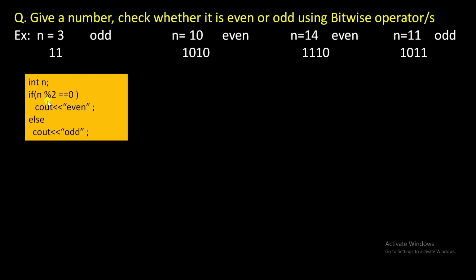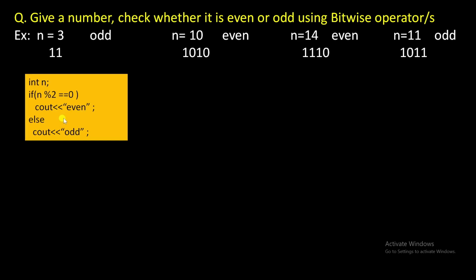We know that if a number is divided by 2 and we get the remainder as 0, then that given number is an even number, and if we get the remainder as 1, then that number is an odd number. We know this, but we do not have to use this modulus operator. We have to use the bitwise operators, and then tell whether this given number n is even or odd. So this is the question.